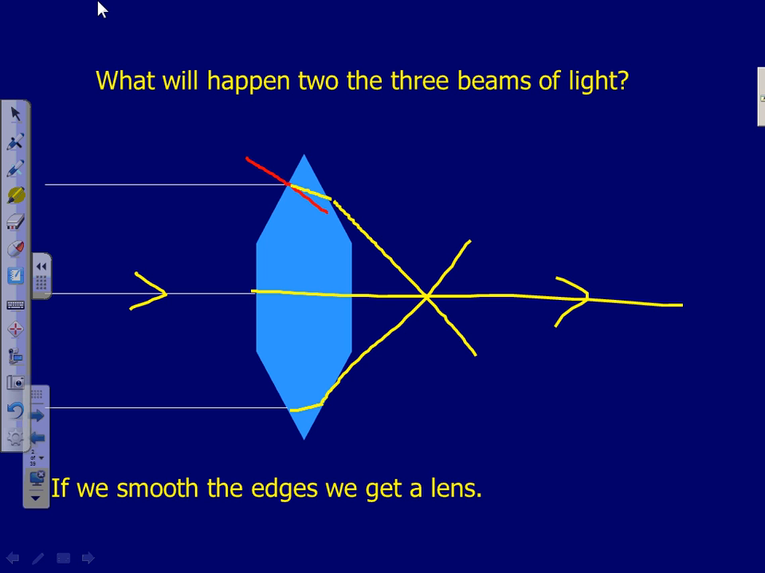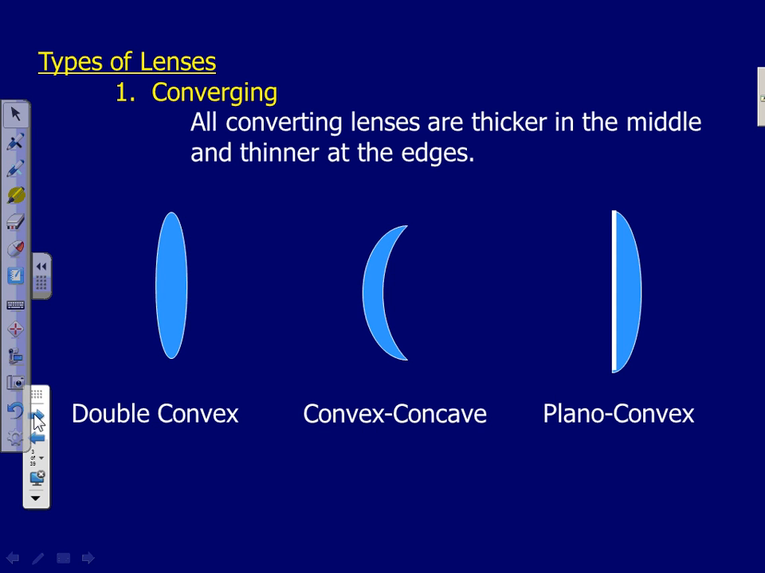All right? So we can put two triangular prisms together with a rectangular prism, and we can get those rays to bend to one spot. Now that's not a lens. What is a lens? A lens is if we take this particular type of prism and we grind off all those sharp edges and we make that into a nice smooth changing prism, then we've got a lens. All right? So that's what we get when we smooth those edges out. So let's talk about types of lenses.